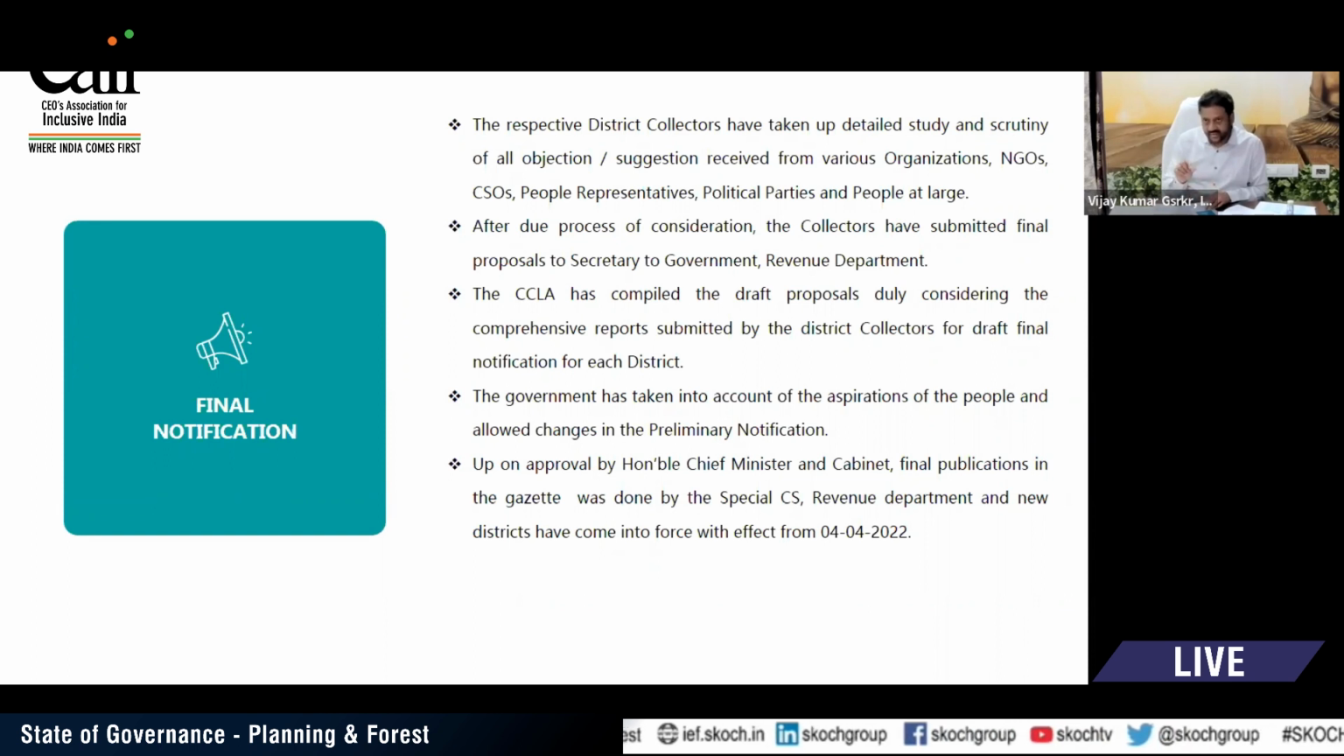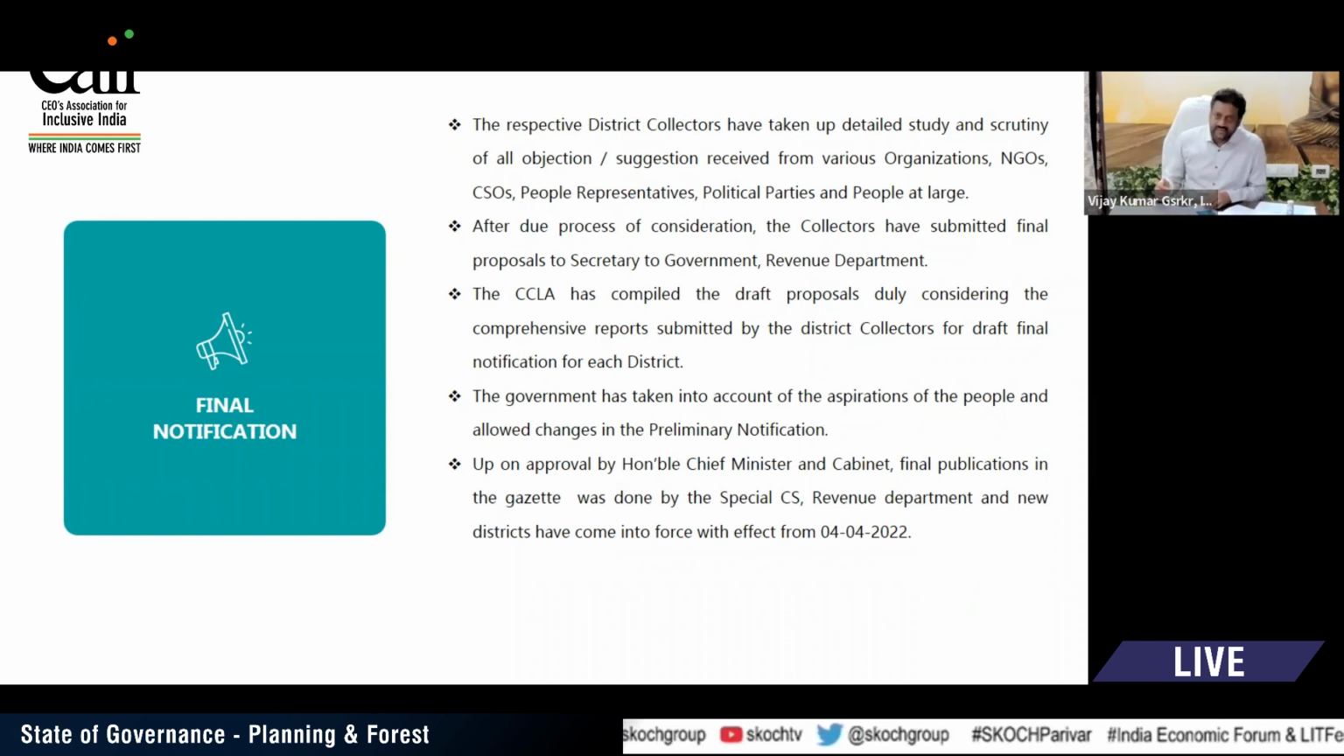In fact, we have made the collector the nodal point, and as per the Act also, the collector is supposed to notify, collect, peruse, and pass orders and submit the report to the government. That was the provision of the Act. So, without deviating from any of the provisions in the Act, we have followed the due process.